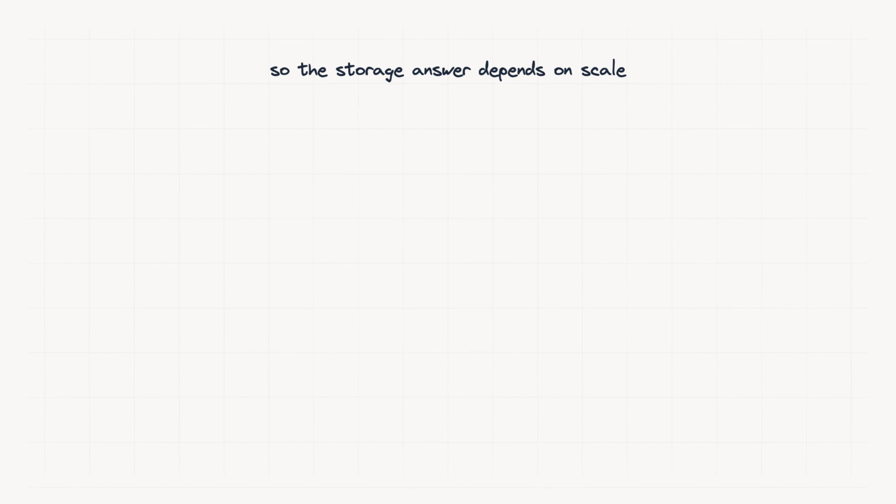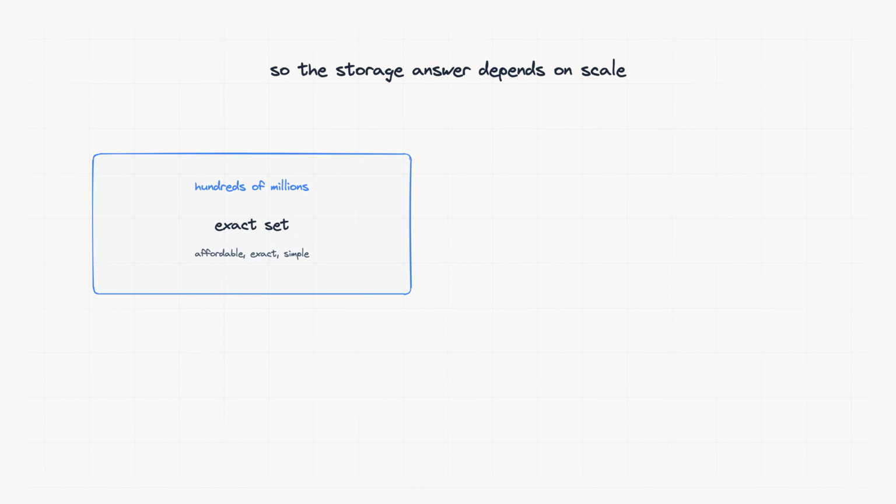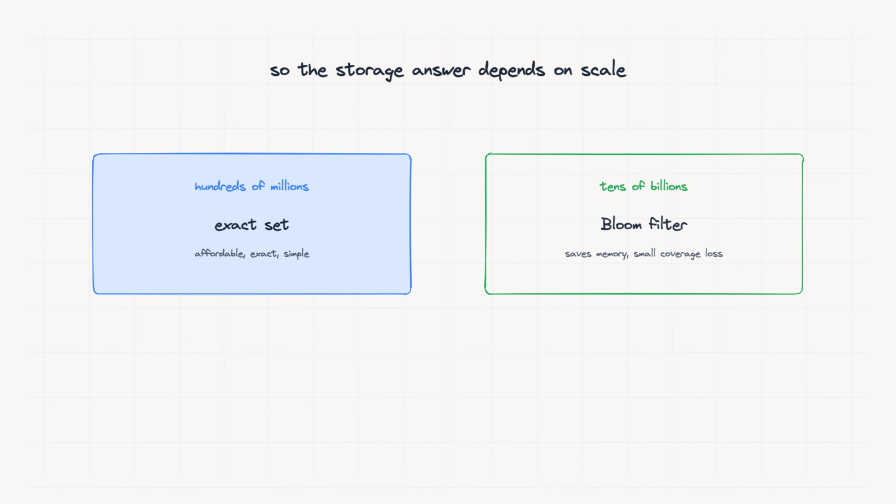So the storage answer depends on scale. At hundreds of millions of URLs per machine, an exact set is affordable and preserves accuracy. At tens of billions per machine, memory pressure pushes you toward a Bloom filter, and you accept a small coverage loss as the cost. The right call for an interview is to reason through the numbers.